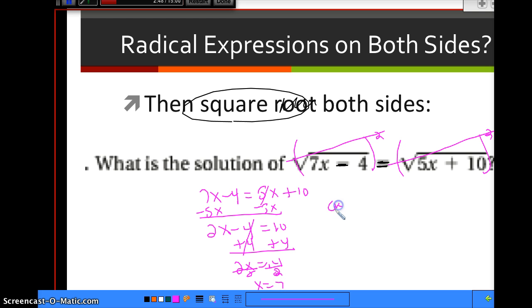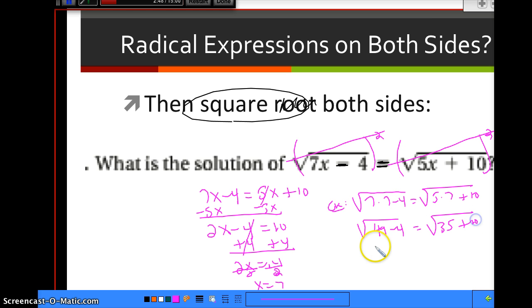Let's go ahead and make sure we check it before we do confirmation. Square root of 7 times 7 minus 4. Does that equal square root of 5 times 7 plus 10? 7 times 7 is 49. 5 times 7 is 35. 49 minus 4 is square root of 45. And square root of 35 plus 10 is square root of 45.